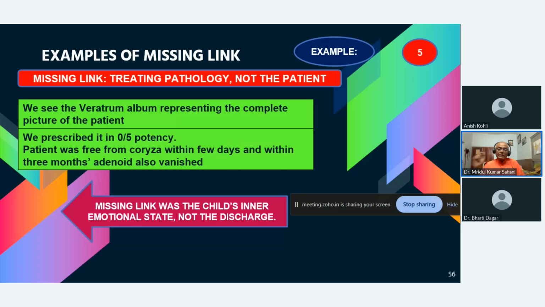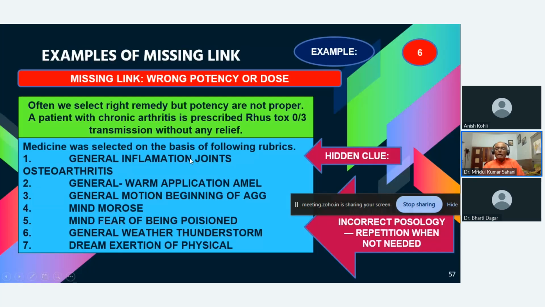So the childhood inner emotional state was not discharged. Now, a wrong selection of the potency.